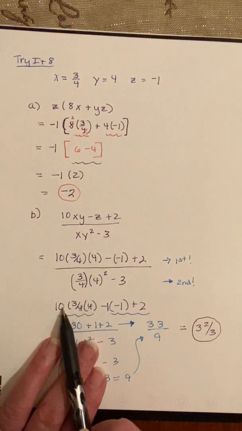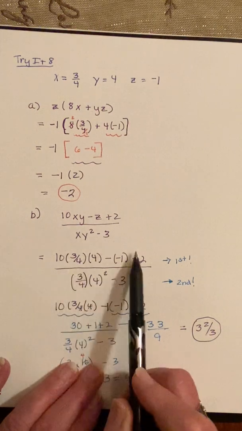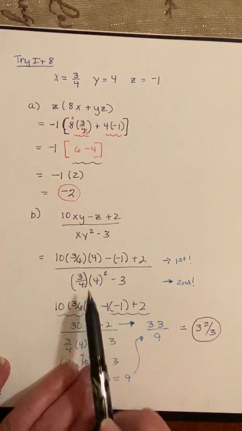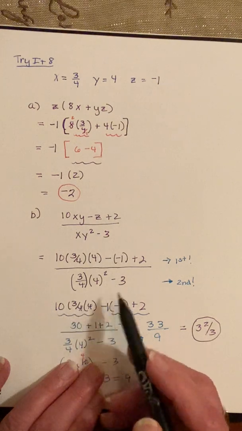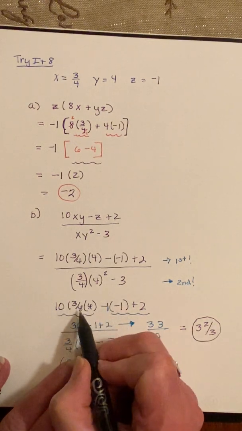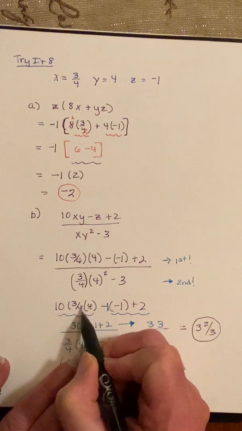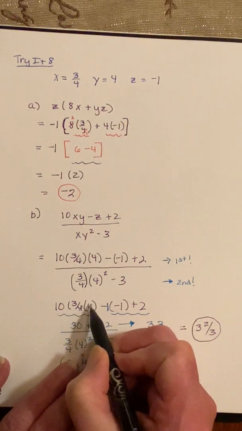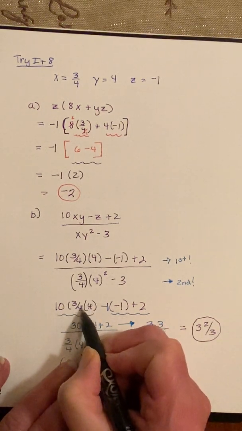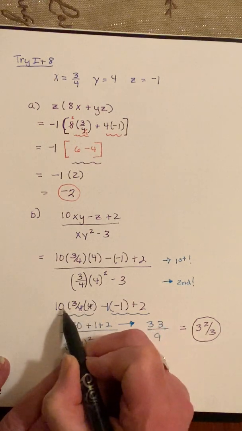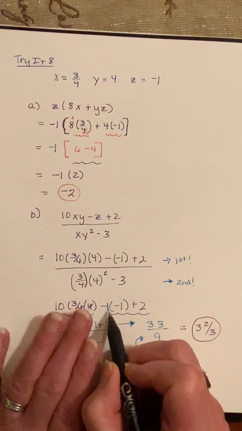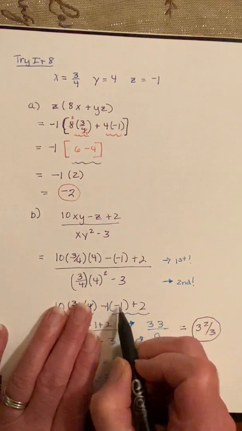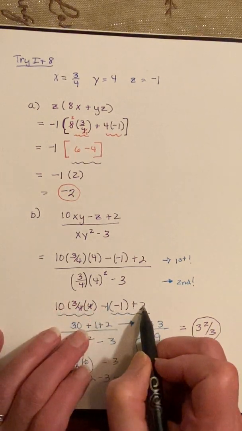Okay, so here I go. I'm just going to write down the part I'm going to work with first. So I just recopied it down here. So when I go 10 times 3/4 times 4, I'm going to do my crosses. Now I didn't line that up so well, but this is like 4 over 1. So these eliminate. So I end up with 10 times 3 is 30. Now here, a minus 1 times a minus 1 is a positive 1 plus 2.